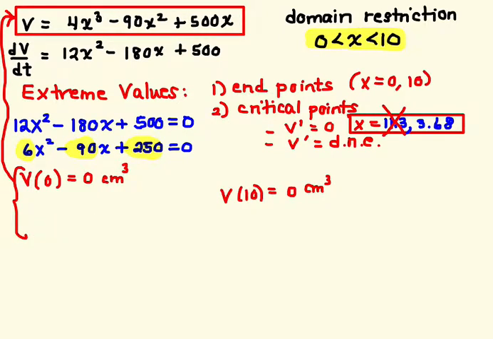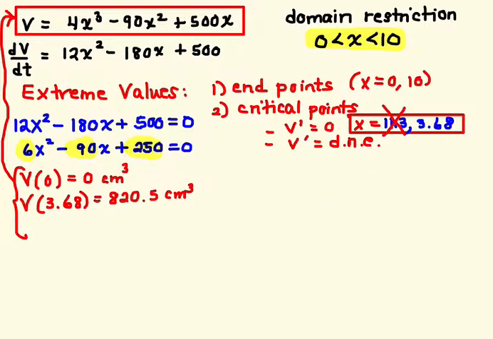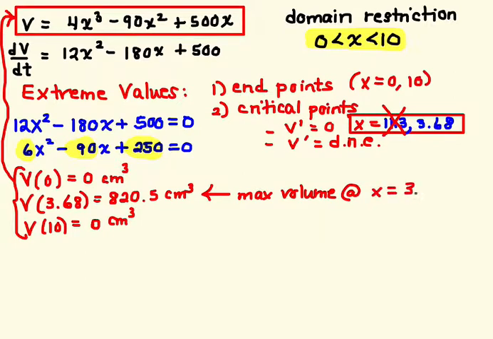So it goes from 0 up to 820.5 centimeters cubed, and then the volume decreases back down to 0. So clearly, that's a max volume. So the max volume occurs at x equals 3.68, and it's going to be 820.5 centimeters cubed.